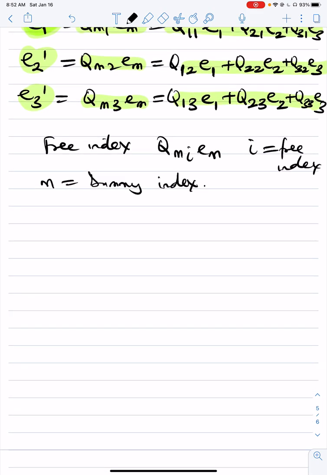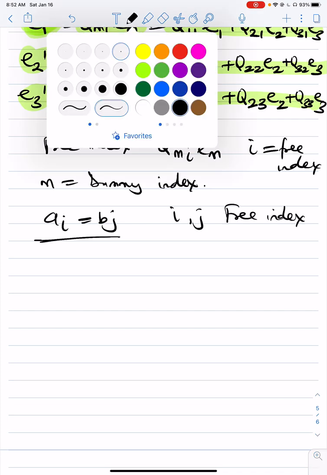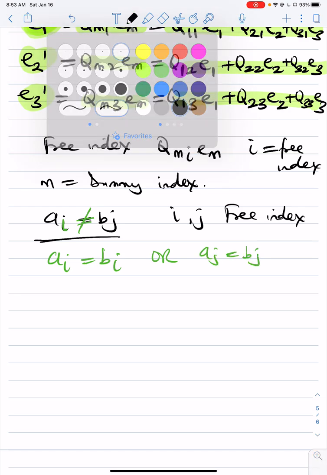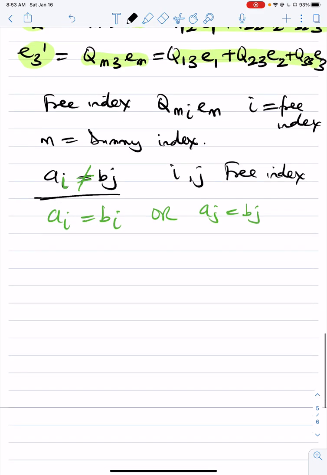Now, there are some rules you need to also observe. Like for instance, Ai equals Bj. I and j are free index actually, but this is wrong. And why is it wrong? Because if you have an i here, it should be equal to an i here. So you can write this equal to this, or this equal to this, because that will be balanced on both sides. Those are the conventions you follow, so you don't write expressions like that.